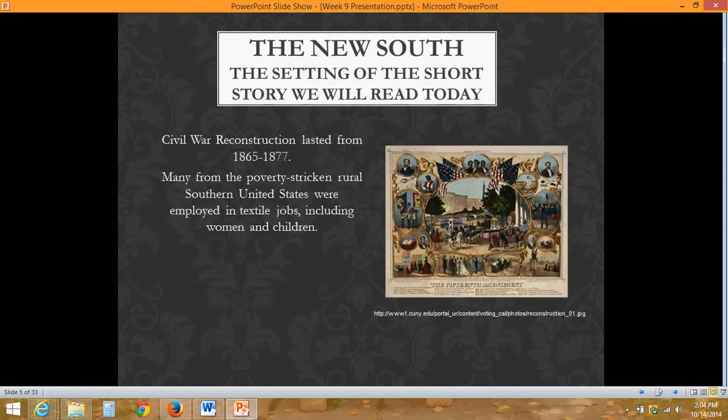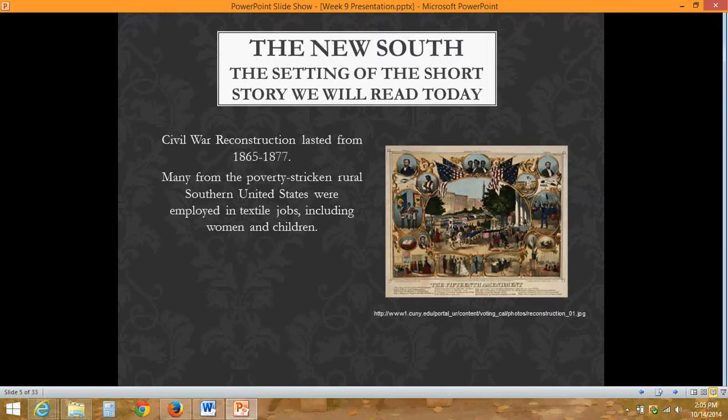Now, the Civil War Reconstruction happened obviously after the Civil War, so 1865 to about 1877, when funds and help from the government stopped being sent to the South. You could argue that Reconstruction is continuing to happen today, but for the sake of looking at the way that the government structured Reconstruction and intervened, we'll look at 1877.